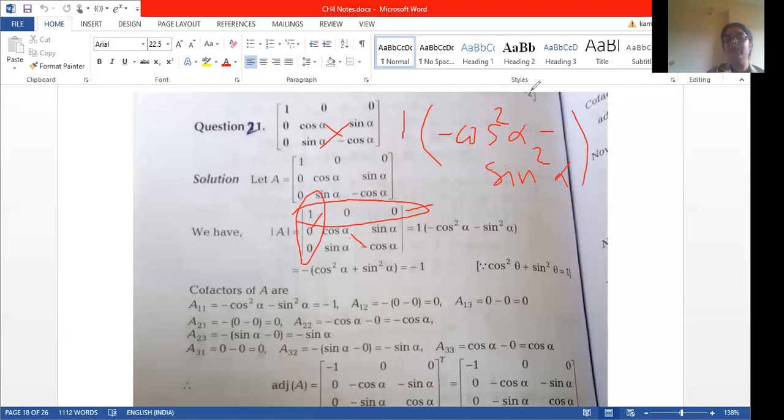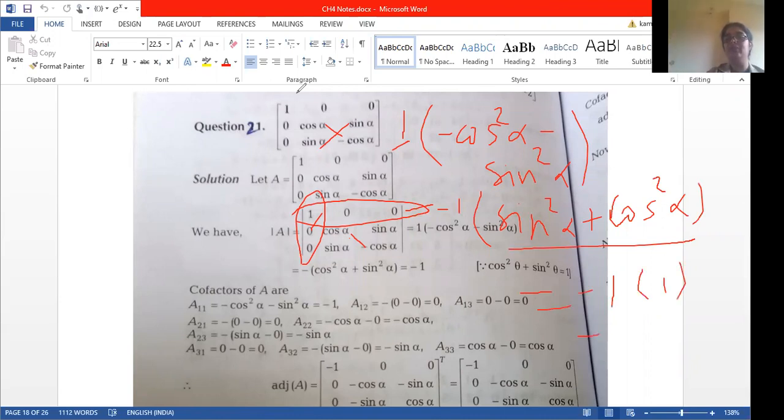Now can you take minus common? Outside we are having 1, so it will be minus 1 times sine square alpha plus cos square alpha. You know this identity: sine square alpha plus cos square alpha is 1. So minus 1 times 1 will give you minus 1. So your value of determinant is equal to minus 1. You can see they have also calculated it; it is coming out to be minus 1.